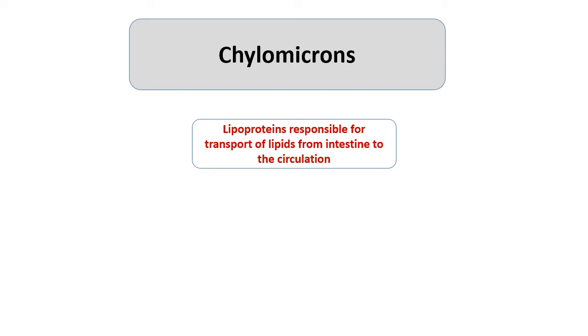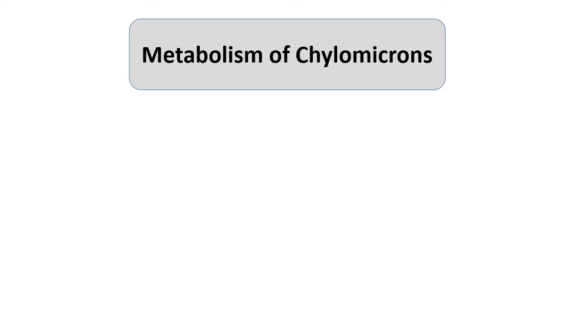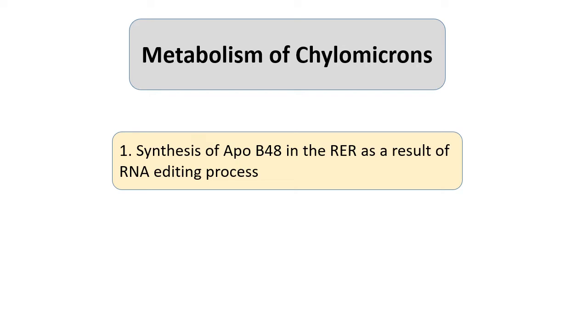Okay, now we will start talking about each lipoprotein in detail, starting with chylomicrons, which are lipoproteins responsible for transport of lipids from intestine to the circulation. Apolipoprotein B48 is the apolipoprotein found in chylomicrons. Its synthesis occurs in the rough endoplasmic reticulum of the small intestine as a result of an RNA editing process.